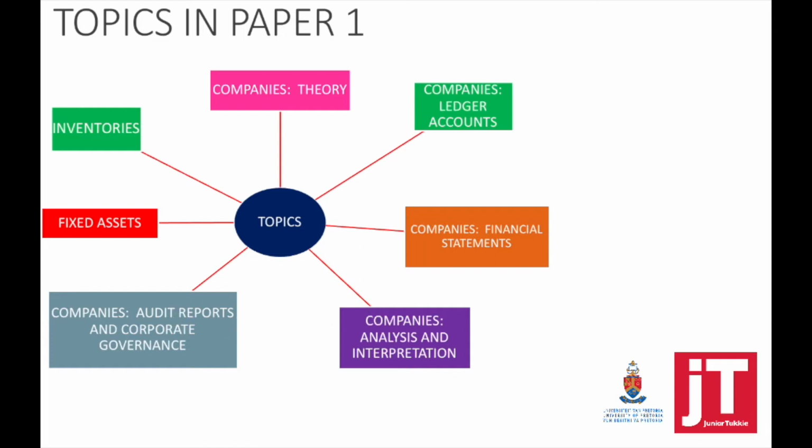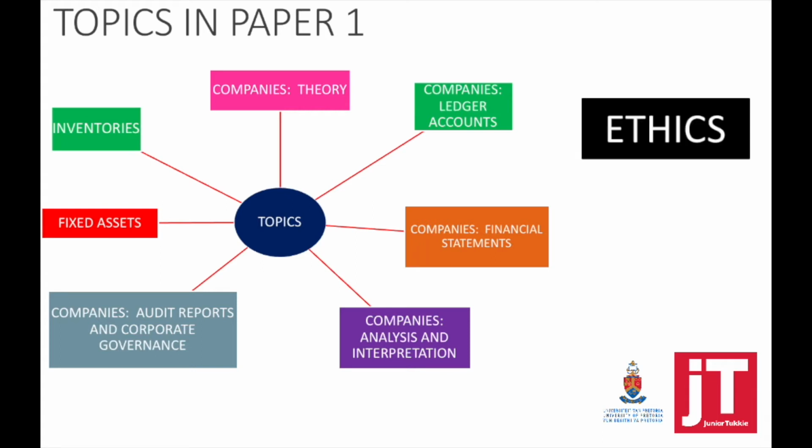If you look at the topics expected in paper 1, it's everything related to companies. In other words, you've studied companies theory, ledger accounts, and financial statements. Your financial statements consist of the statement of comprehensive income, statement of financial position, cash flow statement, companies analysis and interpretation, companies audit reports and corporate governance. So everything that you've learned with regards to companies, you need to prepare for paper 1. Then also your fixed assets and inventories. And do not forget about ethics.